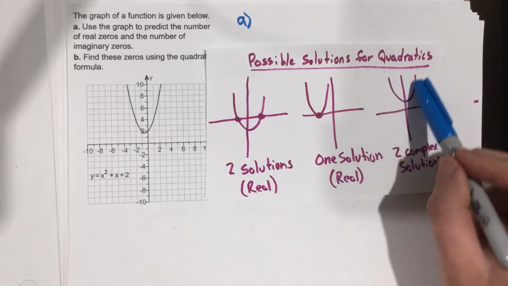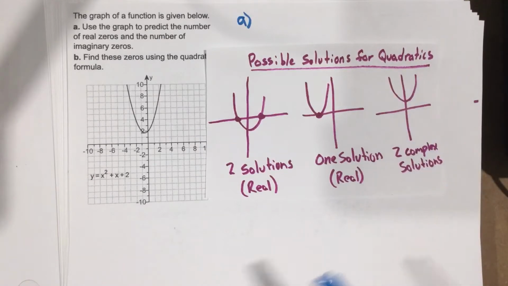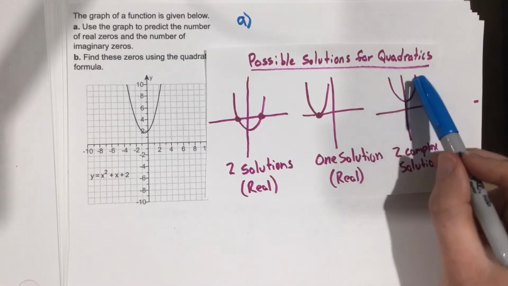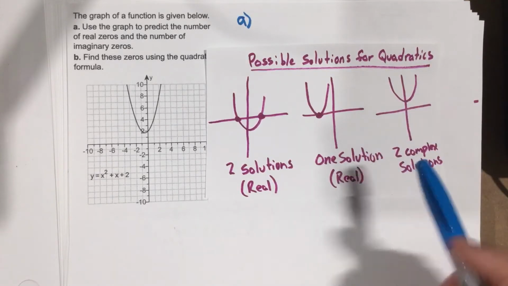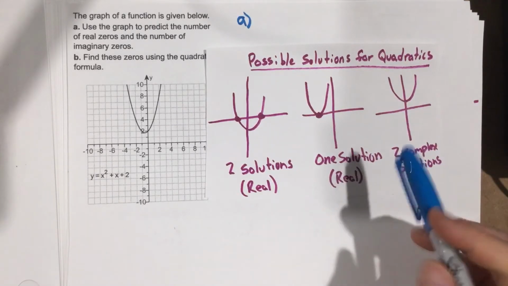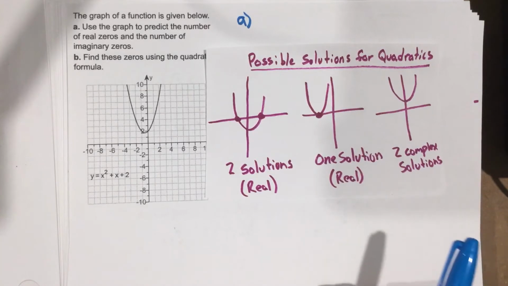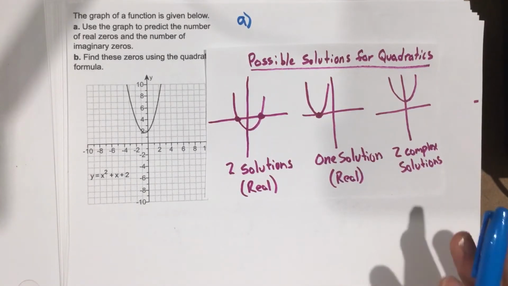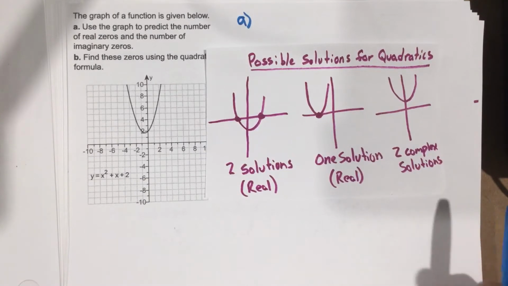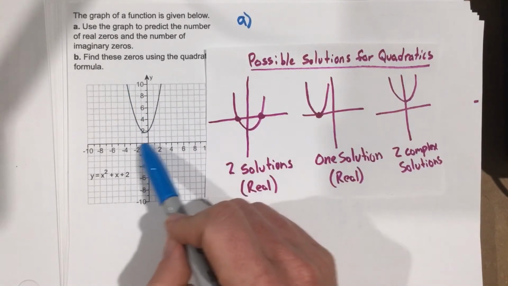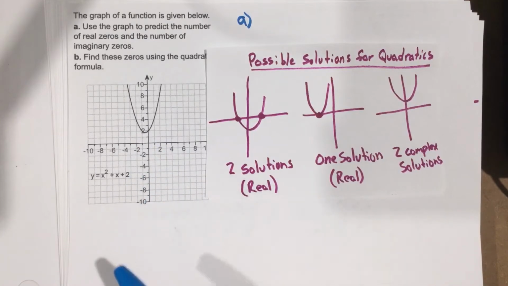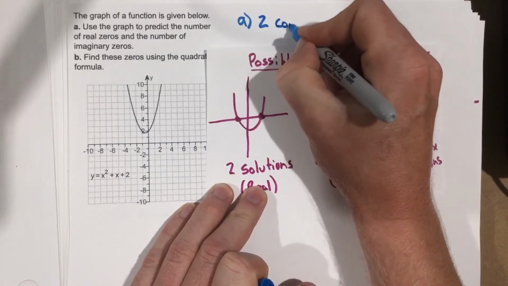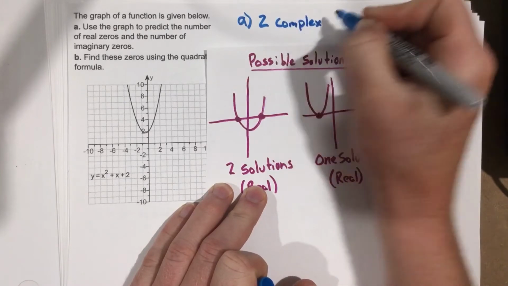When it's not touching the x-axis, that's when you get the complex solutions. And anytime it's not touching the x-axis, you're going to have two complex solutions. Complex solutions actually go in pairs. So if you have one complex solution, you know there's a second one that's also complex. So in our graph, we notice it's not touching the x-axis. We have two complex solutions. So for part A, we're going to have two complex solutions.